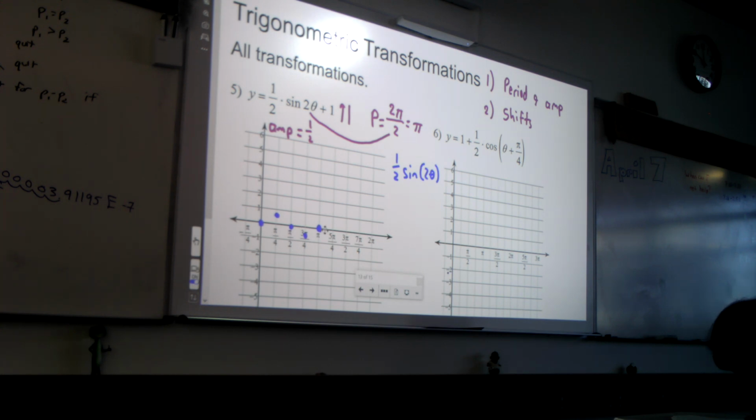Now I'm going to keep going with that. It's going to go up to 1/2, 0. Down to negative 1/2, 0. I was able to fit 2 cycles in by the time it normally takes me to do 1.